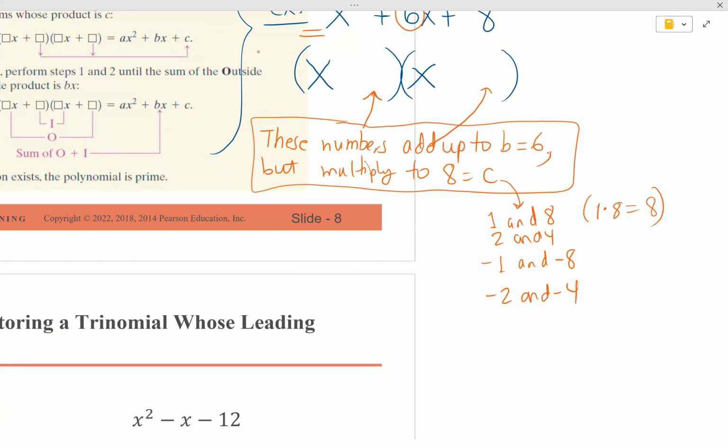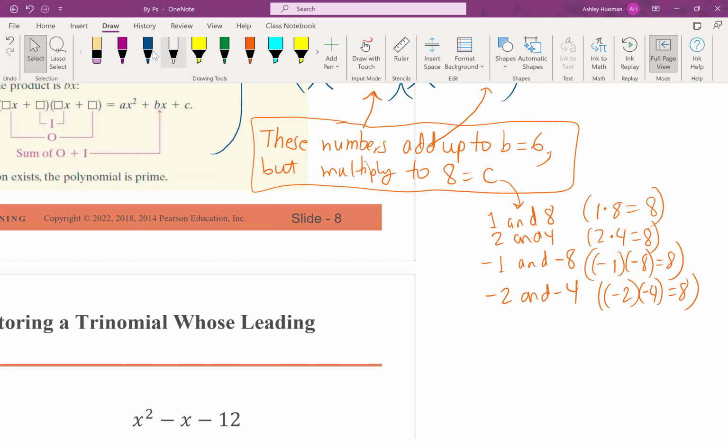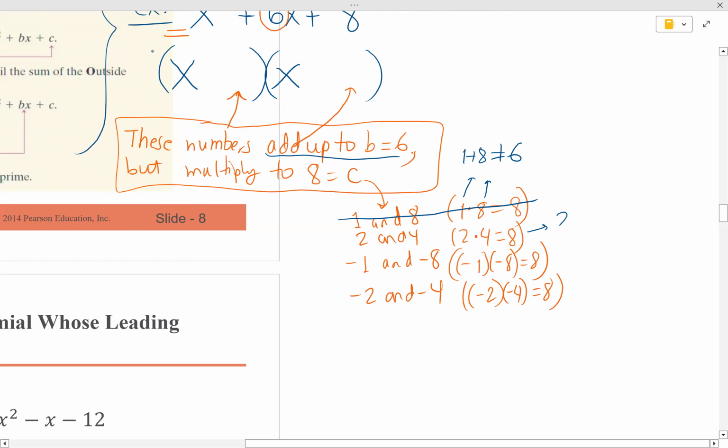It could be 1 and 8. It could be 2 and 4, because those multiply to 8. It could be -1 and -8, because those multiply to 8. And lastly, -2 and -4, those multiply to 8. You have 4 options, but there's only one pair that adds up to 6. That's the determining factor. All right, do 1 and 8 add up to 6? 1 plus 8, no, that's not 6, so this is the wrong pair. How about these guys? Is 2 plus 4 equal to 6? Ooh, that's a winner, I think.